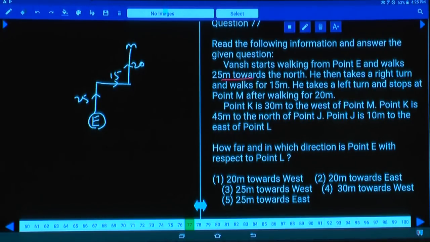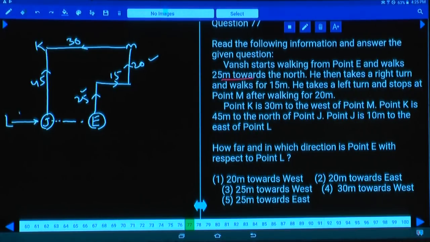This is point M, and he walked 20 meters. Then point K is 30 meters to the west of point M. This is K, and this is 30 meters to the west of point M. And K is 45 meters to the north of J. As K is 45 meters to the north of J, J and E must be in the same horizontal straight line, isn't it? Because 20 plus 25 equals 45. Hence K is 45 meters to the north of point J. J is 10 meters to the east of L.